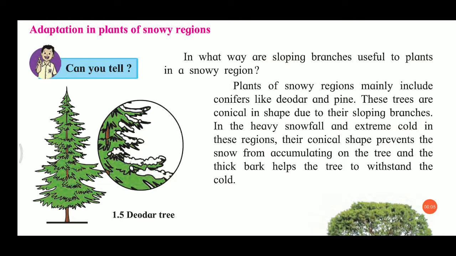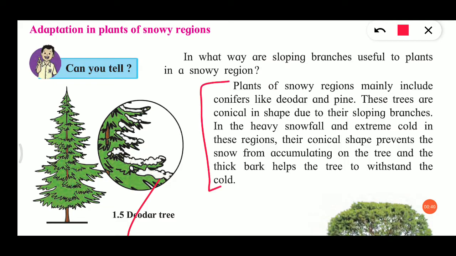We are going to take the next concept of first science: adaptation in plants of snowy regions. So in these regions of snow, we are going to see how plants adapt to the changes. See the image here of a plant, which is the deodar tree, which is in conical shape. So what is it going to tell us?